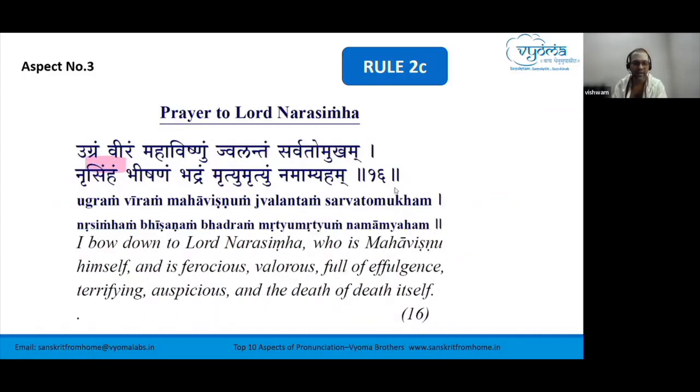This shloka we will have Shreyas. Shreyas, you can chant this shloka. Ugram viram mahavishnum jwalantam sarvato mukham, nrisimham bhishanam bhadram, nityam namamyaham. Excellent. Very well chanted. The Mahapranas and all, mostly you did very well.